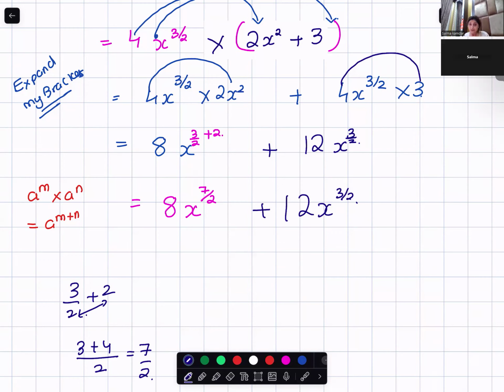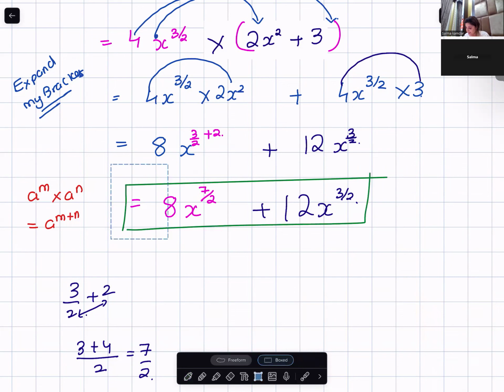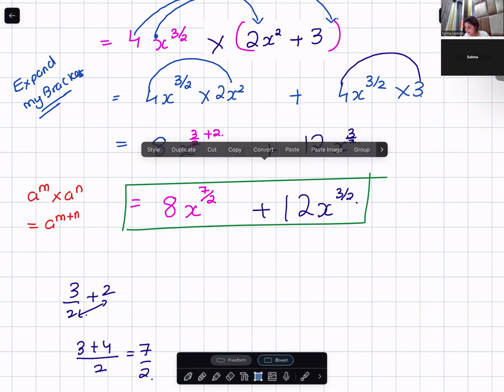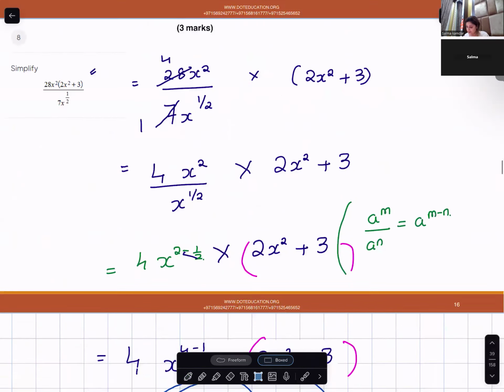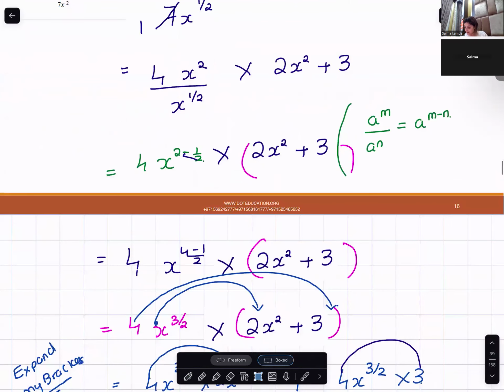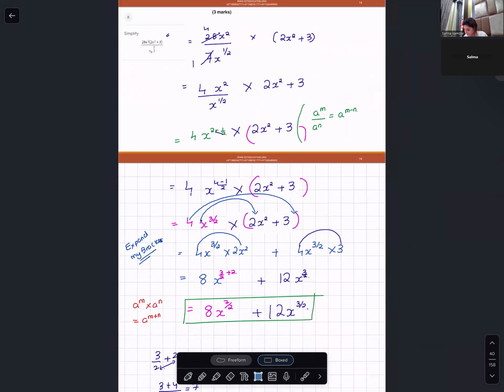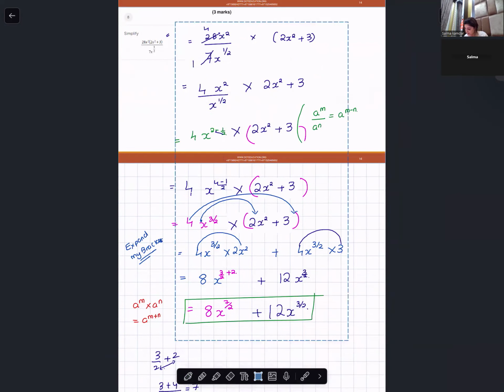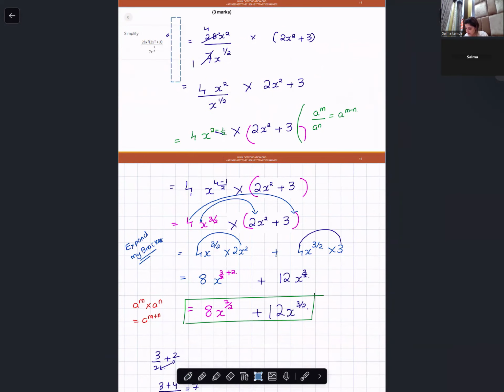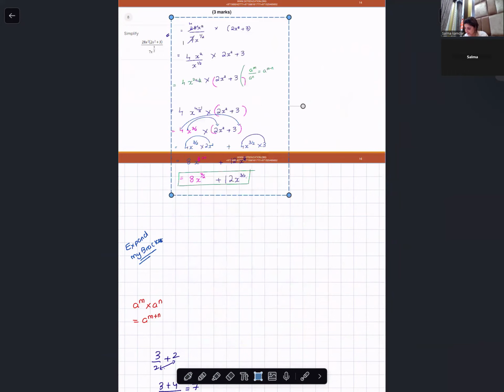Okay, so now there is no further simplification that can happen. So this becomes your main answer. So your main answer is 8x raised to 7 by 2 plus 12x raised to 3 by 2. So this is how this is done. I will just minimize it a little so that it fits on the same screen.